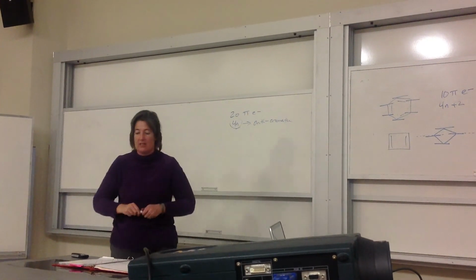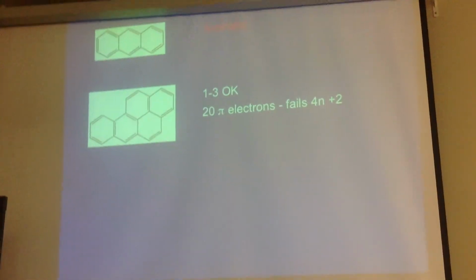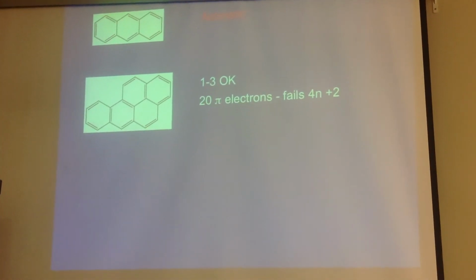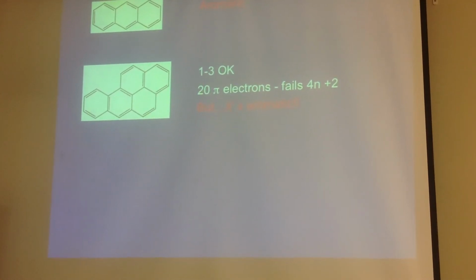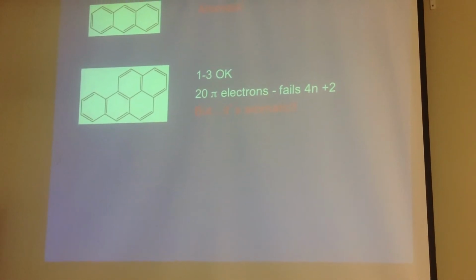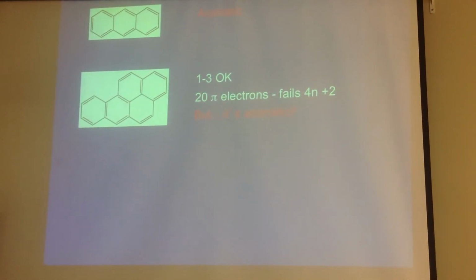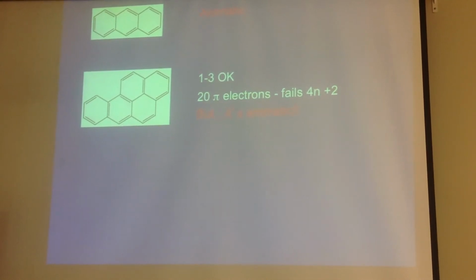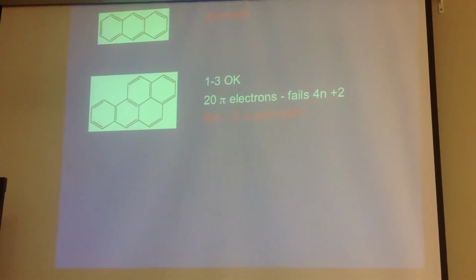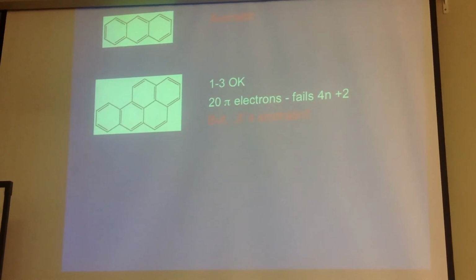Okay, so are you ready for the answer? Is that right? 1, 2, 3 is okay? We agreed on that? Failed 4n plus 2? So far so good? Yeah, see. It's aromatic. That's totally bad, huh? Turns out that these rules that we're going through fall apart when you're looking at polycyclic molecules, which are multiple rings attached to each other like this.